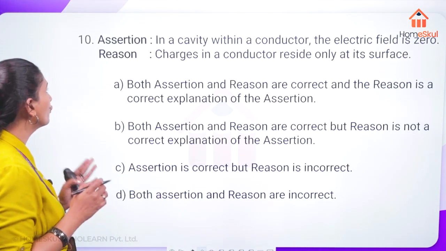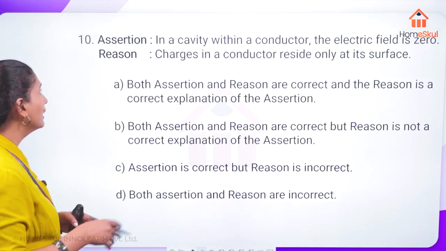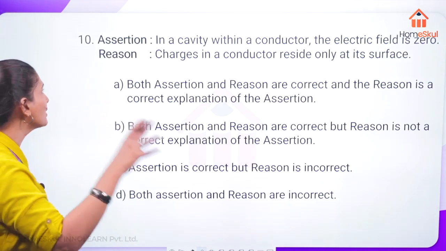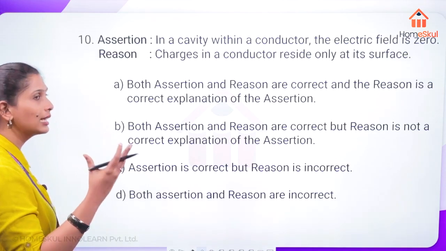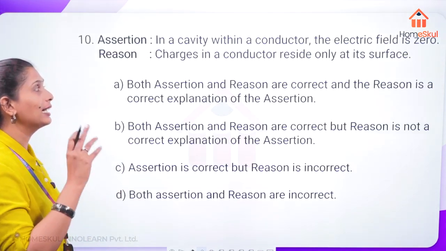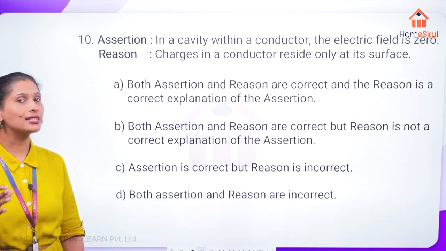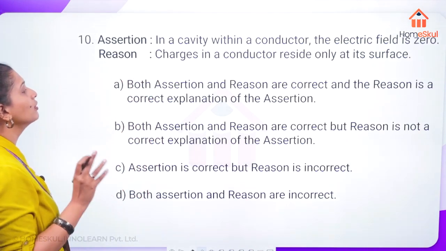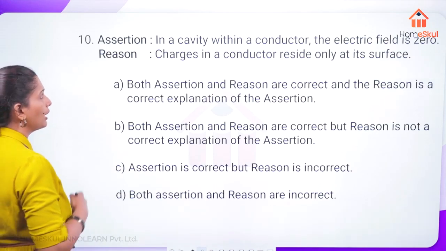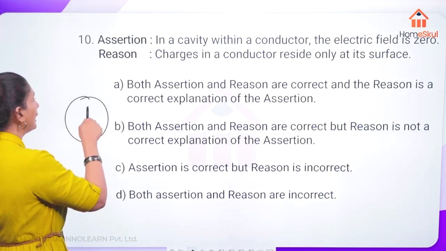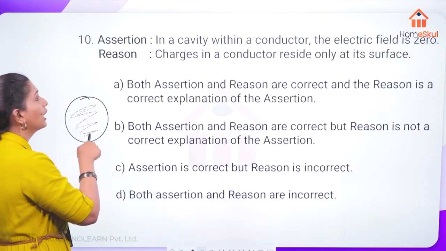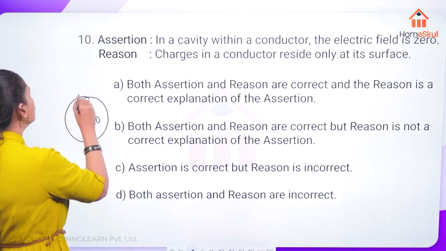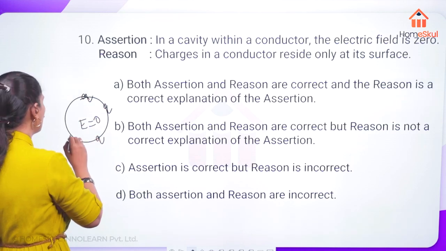Okay, so here's your first assertion. The assertion given is that in a cavity within a conductor, the electric field is 0. Okay, so they have given you a statement that if you are considering a conductor with a cavity within it, then the electric field there will be 0. Okay, so that is the assertion they have made. And they have told you that the reason for that is charges in a conductor reside only at its surface. Okay, so they are telling that if you have a conductor, then inside this part, there is no field. E is equal to 0. And for that they are giving the reason that the charges are on the surface.